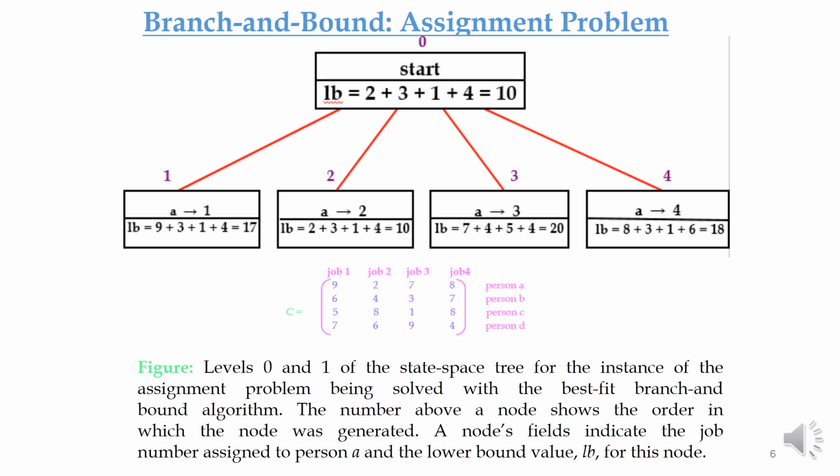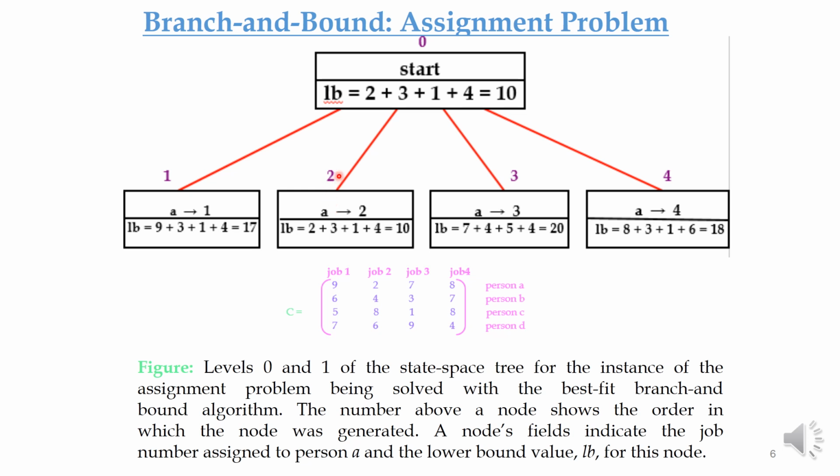So let us start with the state space tree. Here the initial node is numbered 0, and here we represent the lower bound. Then we proceed with the first person. If you consider person A, there are 4 possibilities for person A, and based on that we construct the nodes. This first node represents assigning the first job to A, so we take the value 9 for person A. Then we take the remaining values as assigned in the lower bound, that is, we choose the lowest value from the remaining rows.